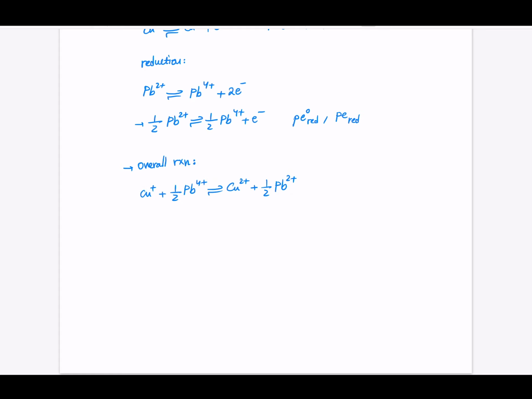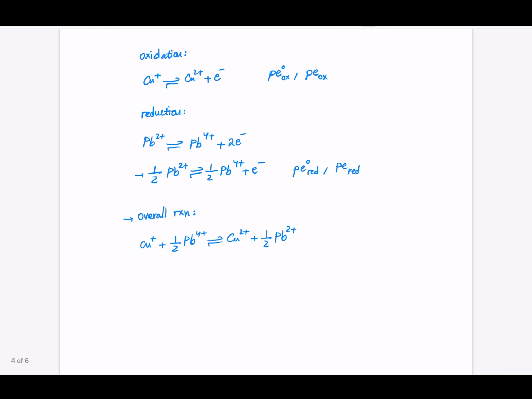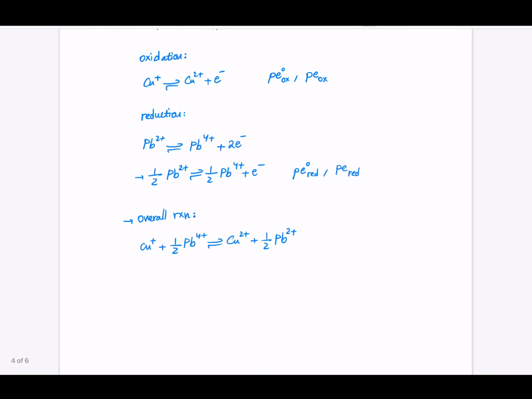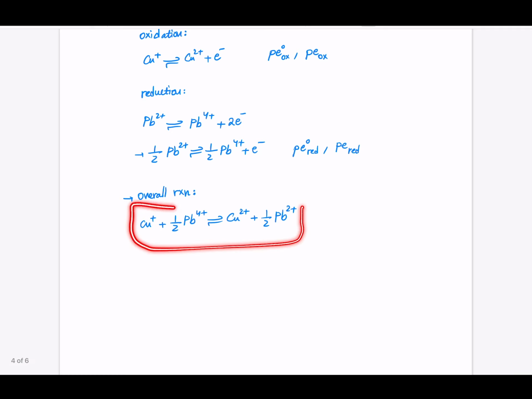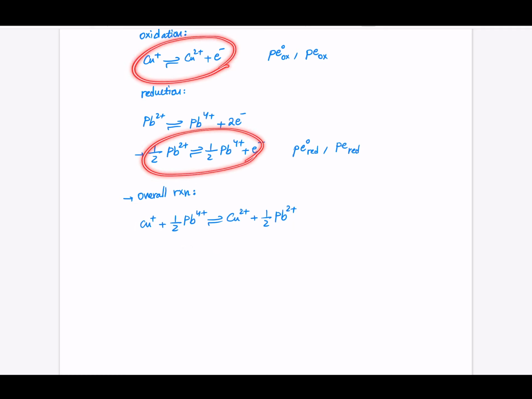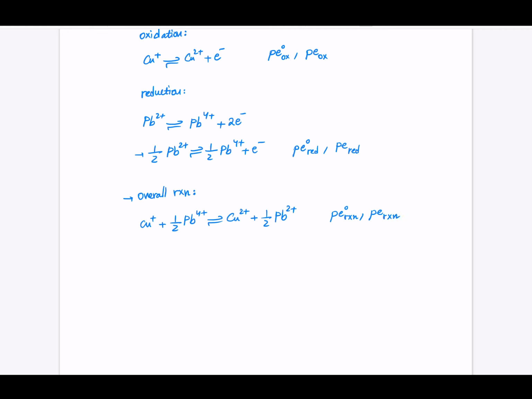And also Cu+ is oxidizing Pb4+. So that's exactly what the question is asking. And since this reaction is a combination of 2 standard reactions, then we can use the PE0 of reaction or PE of reaction at non-standard condition. So if this reaction happens, that means Cu+ can reduce Pb4+.